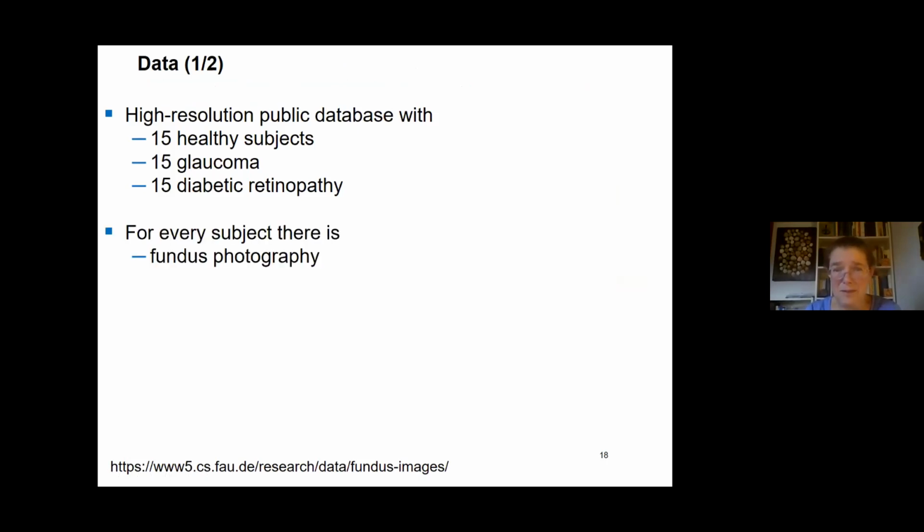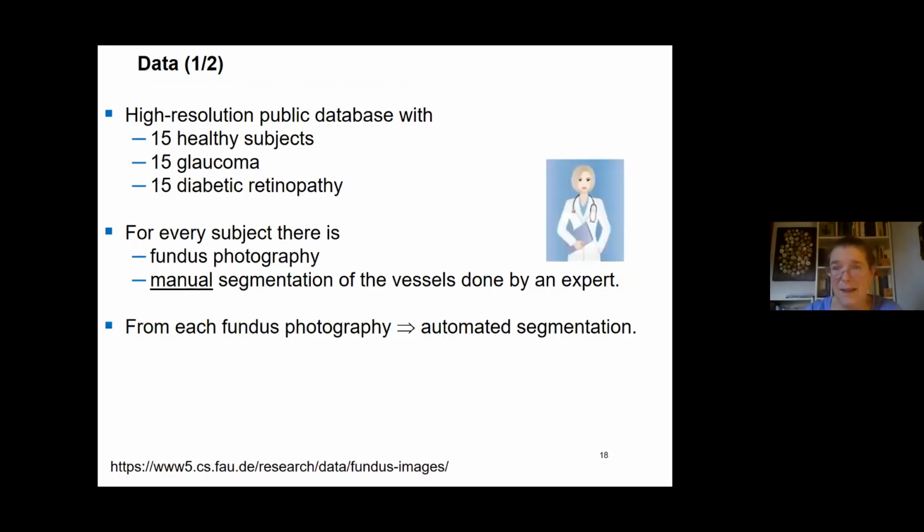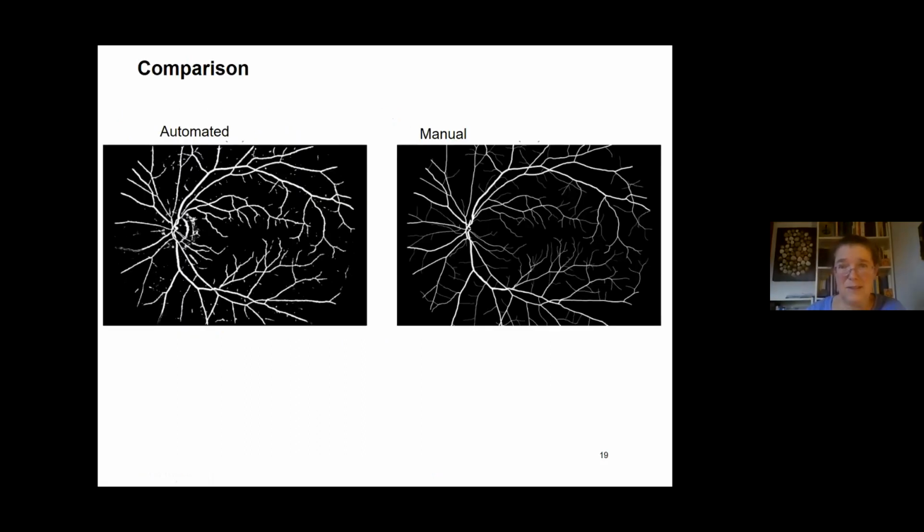For each subject, we had the actual raw image and the manual segmentation, which was done by an expert. We also had the automated segmentation that we obtained using the algorithm that I just described, adapted to the analysis of retina images. So we have 2 segmentations: one done by an expert, and the other one non-supervised. So this is a comparison.